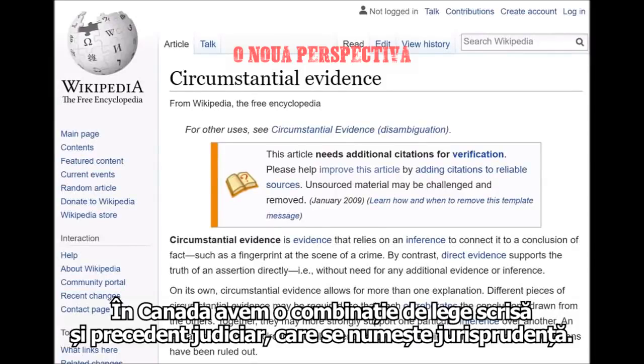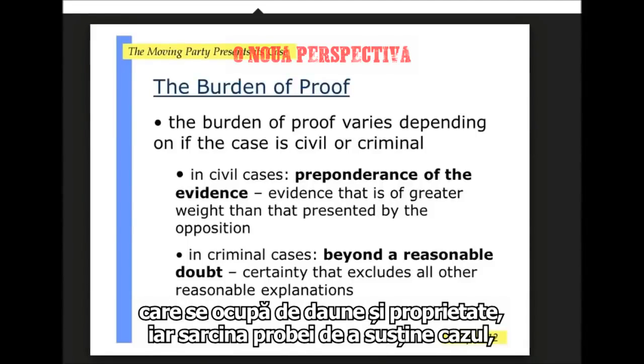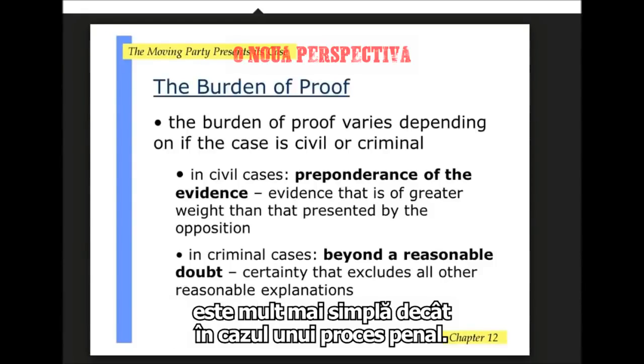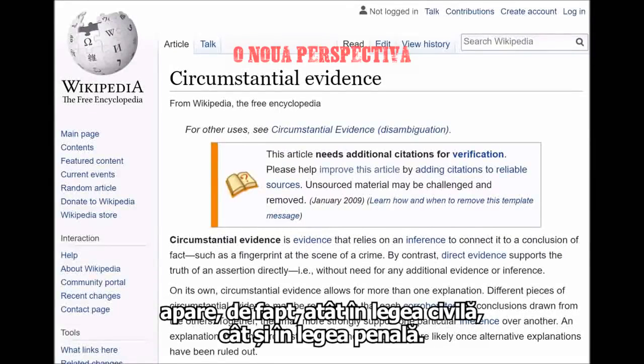I don't want to give an explanation of the different types of court systems or different types of law. In Canada, we have a mixture of statutory law and precedent law, which they call case law. There's different burdens of proof to convict someone in a criminal court as opposed to civil law, which deals with property and damages, and the burden of proof of making a judgment is lower than that of criminal law. But actually, this concept of circumstantial evidence, which I will try and elaborate, actually comes up in both civil and criminal law.